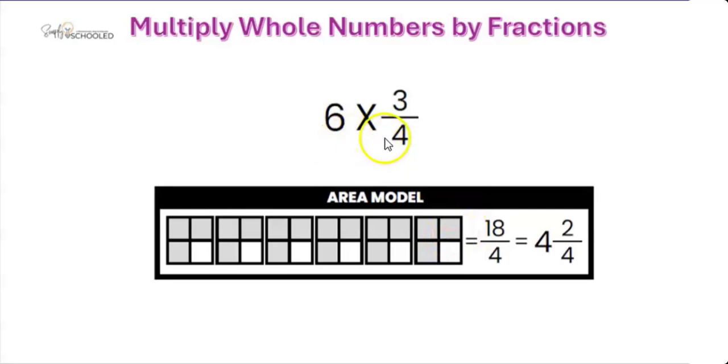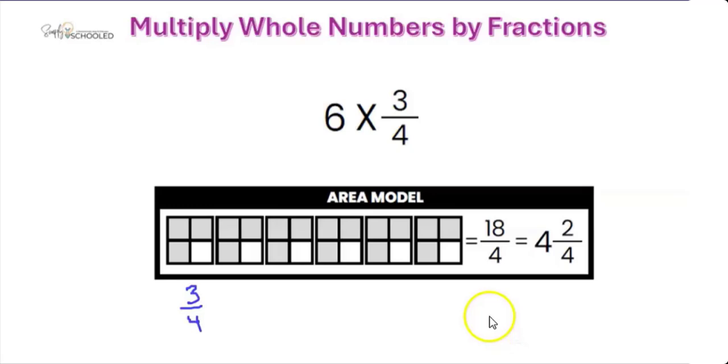Here's 6 times 3/4. Each one of these models is 3/4. You notice there are 4 squares and 3 are shaded. So each one of these represents 3/4. And when you add them together, you get 18/4, which simplifies to 4 2/4. Let me show you how we do this mathematically.